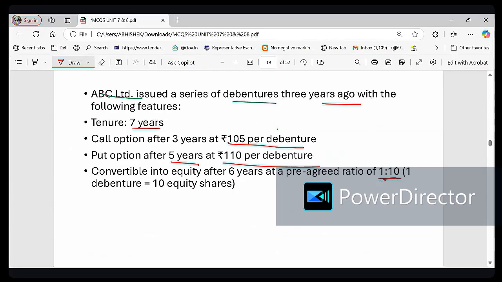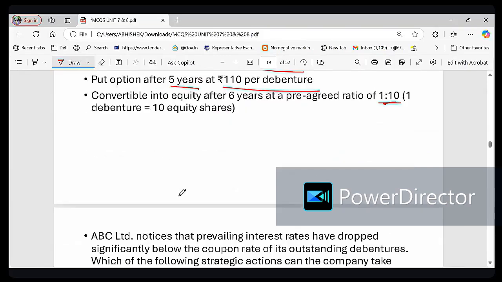So please read this question carefully because I am going to ask you a question based on it. Again, I am repeating what is happening. ABC Limited issued a series of debentures 3 years ago with the following features. Tenor was 7 years. Call option after 3 years at the rate 105 per debenture and put option after 5 years at the rate 110 per debenture. And this debenture can be converted into equity after 6 years at a ratio of 1:10. That is, one debenture means 10 equity shares.